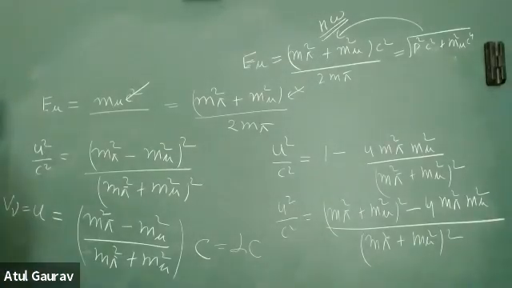Sir, in this question, it was mentioned that neutrino is massless. If it is not mentioned as massless, then do we need to calculate the same steps? Here we have taken the velocity of neutrino equal to c because it is massless. But if it were not massless, then we would need to calculate it the same way as in the E mu process.